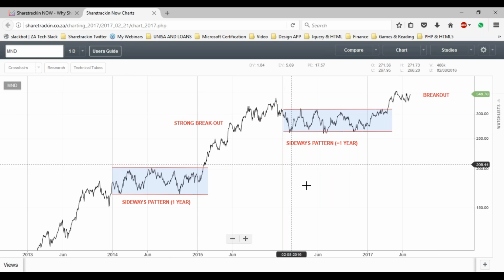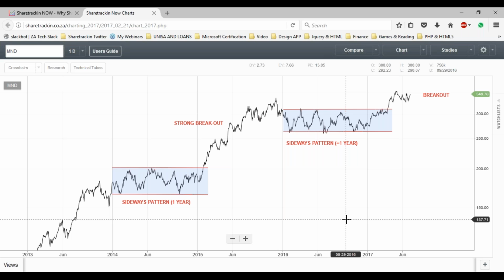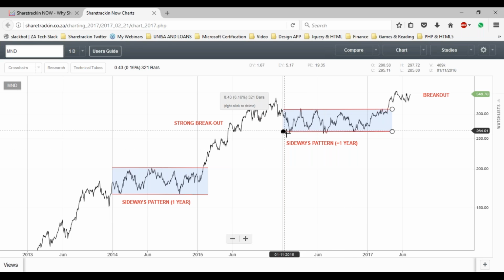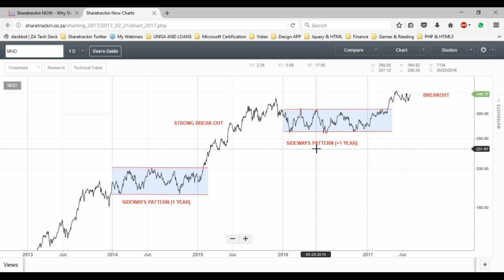Once again, the share price made the same sort of movement like it did in 2014, and it moved in a sideways pattern for a little more than a year, about a year and 2 months.